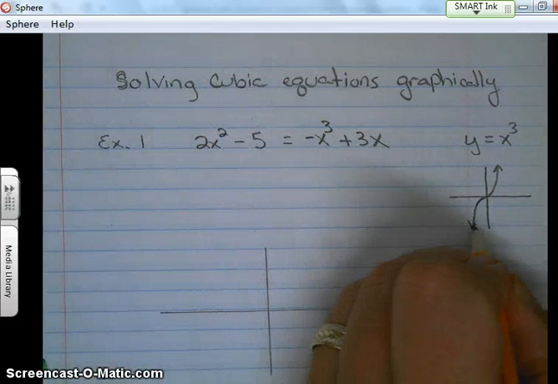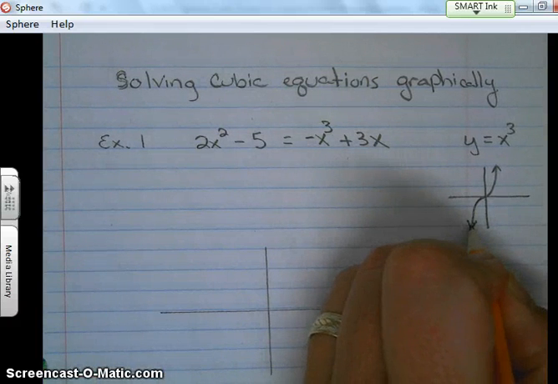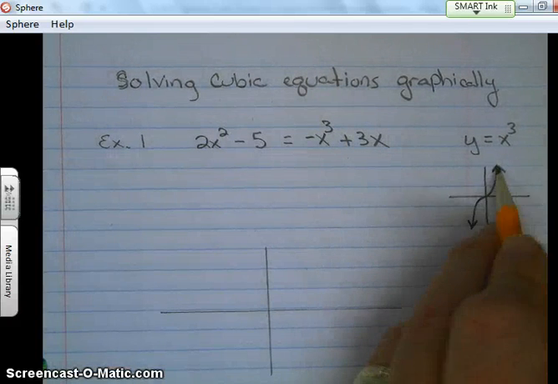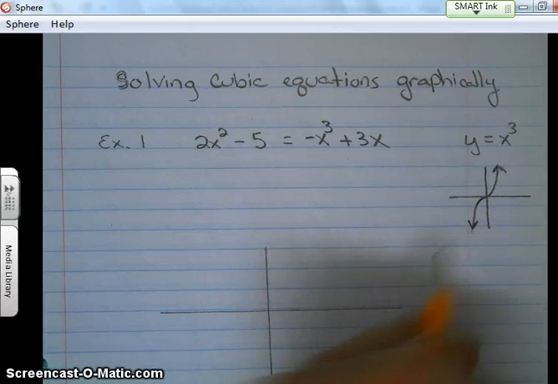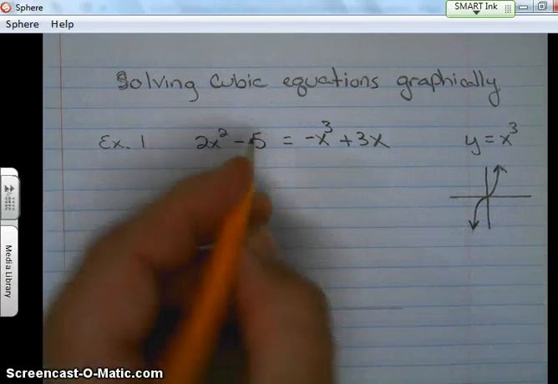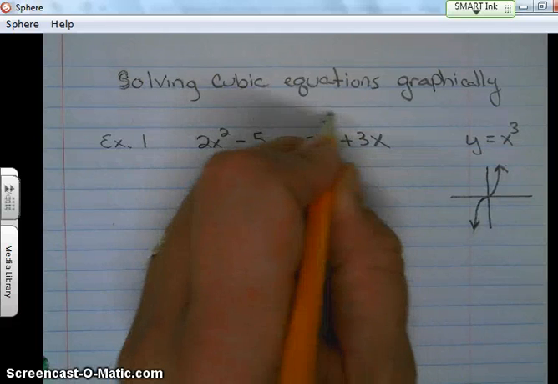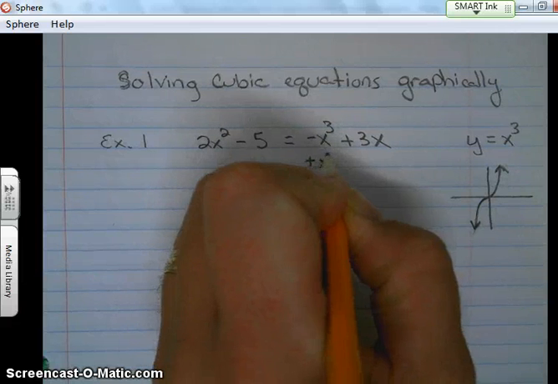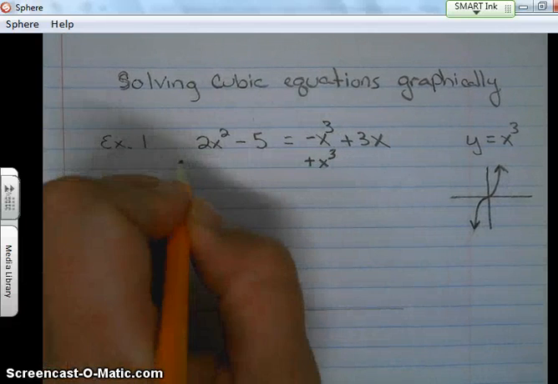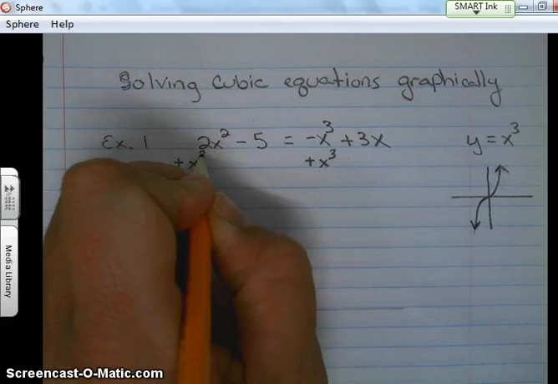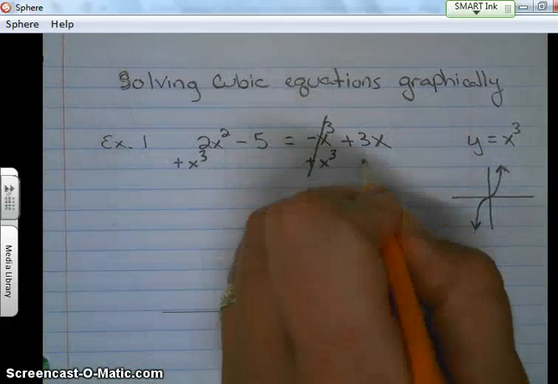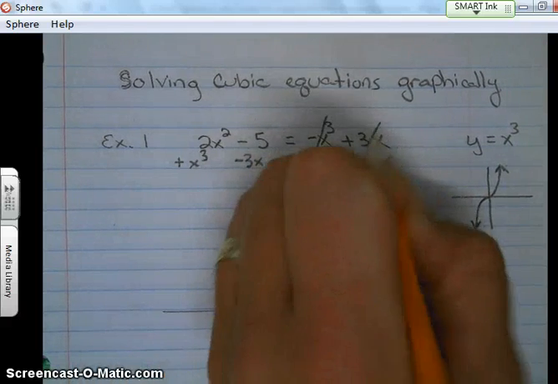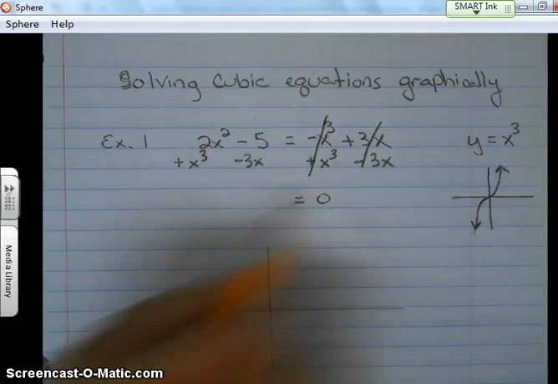On the left side, the function's going down. On the right side, the function is going up. That's called end behavior. Alright, so we want to set this equal to 0. Notice my x cubed is negative, so I'm going to move it over here. I like having my leading coefficient being positive. So I'll subtract the 3x on both sides. Now I have my 0.